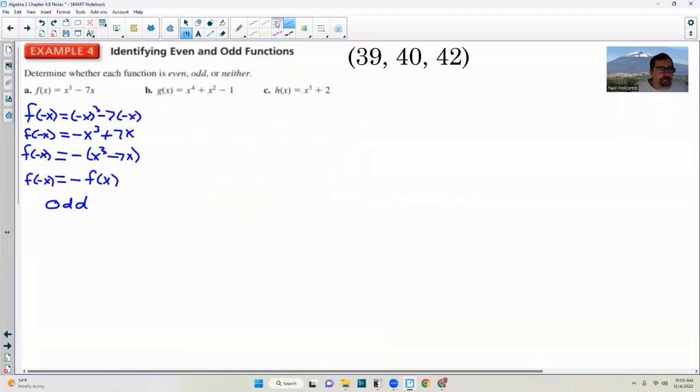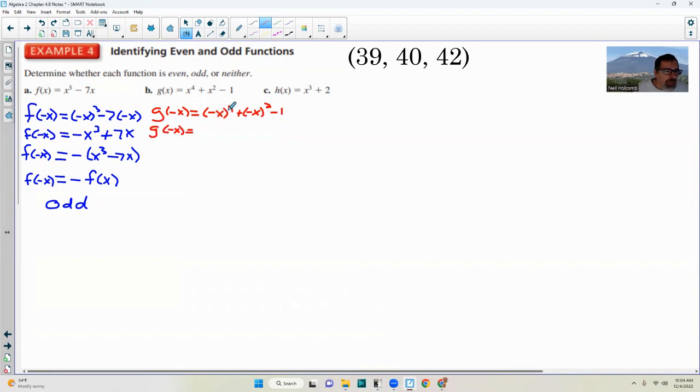And then we're going to do B next. So B is x to the 4th plus x squared minus 1. So again, let's use red, g of negative x is going to equal negative x to the 4th plus negative x squared minus 1. Simplify that.